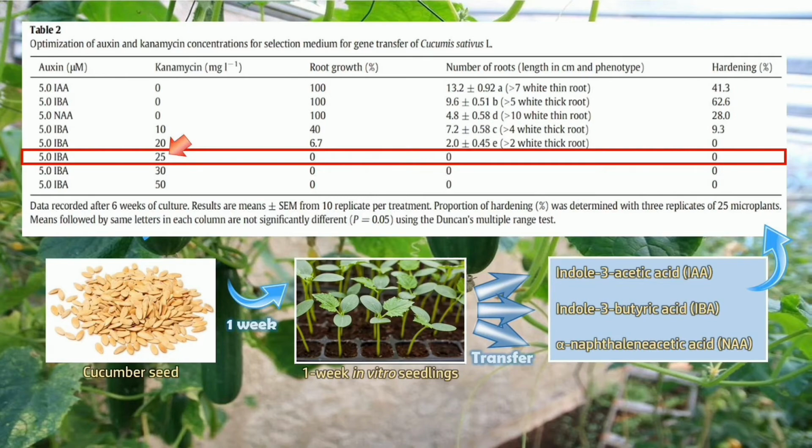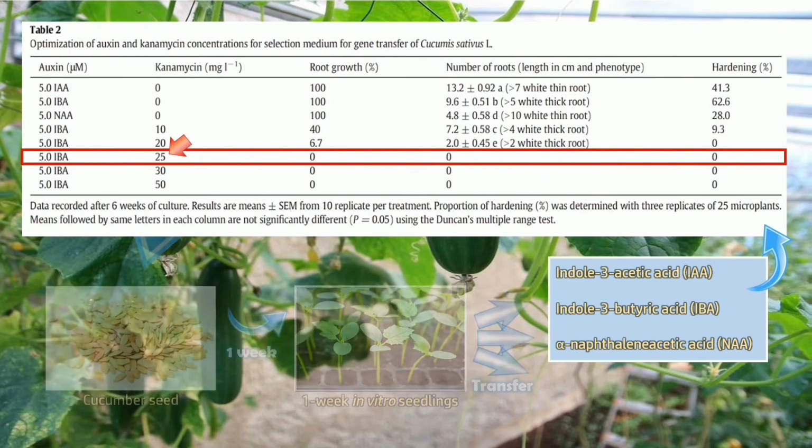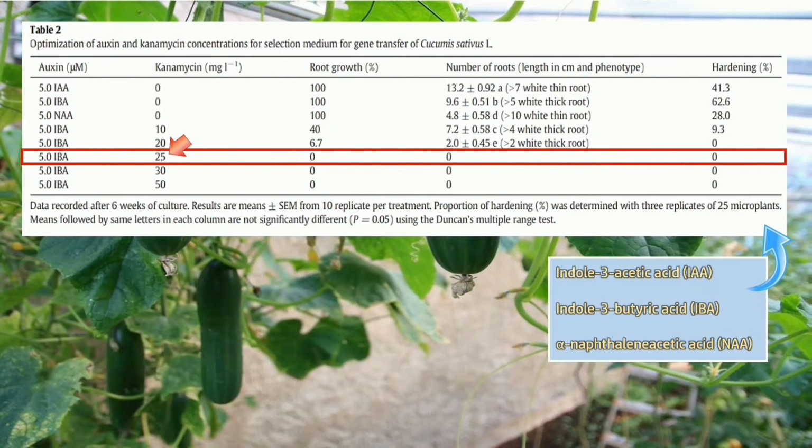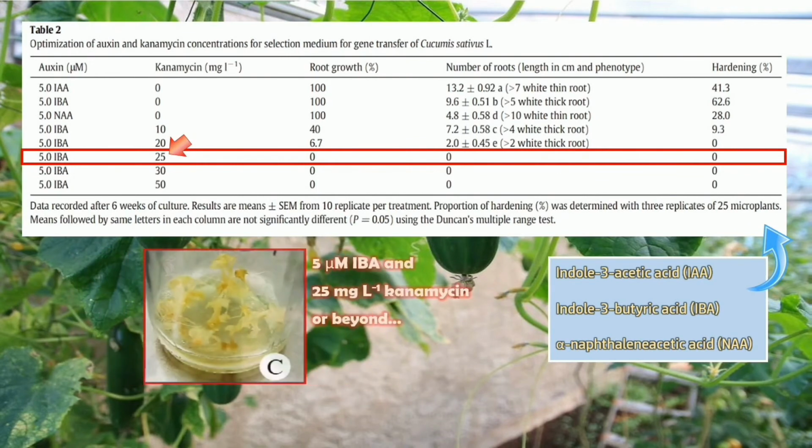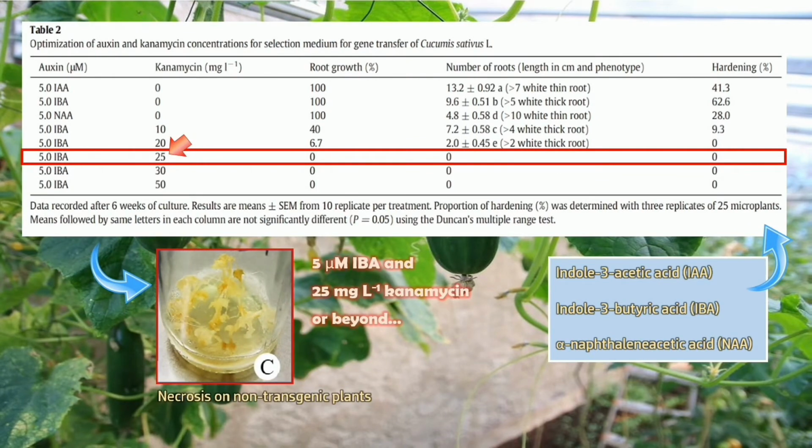This is the investigated minimal inhibitory concentration for selection of transgenic Km-resistant cucumber. It was found that the kanamycin concentration of 25 mg per liter is the best minimal inhibitory concentration for the selection of transgenic cucumber plants. At this concentration, it is just enough to inhibit root growth and cause shoot necrosis of non-transgenic plants that lack the kanamycin-resistant gene.